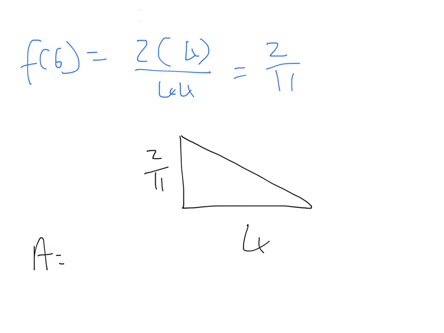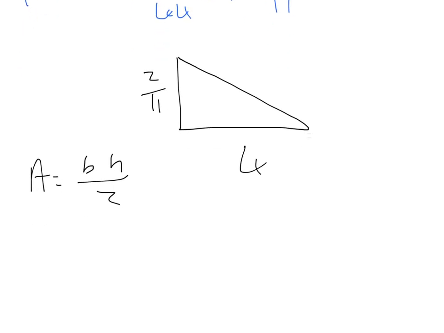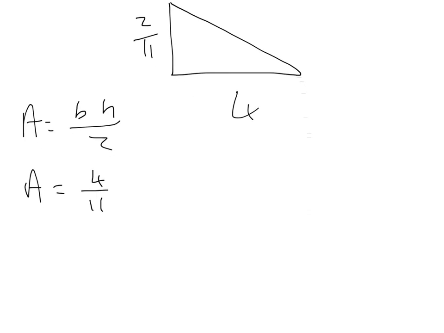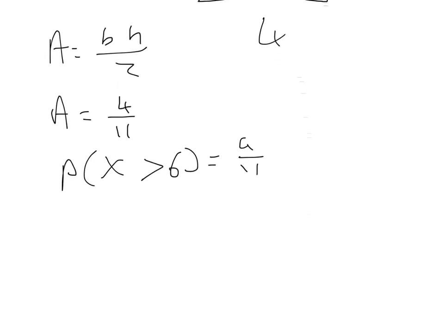Area equals base times height divided by 2. So here, area equals 2/11 divided by 2, which is 1/11 times 4, which is 4/11. Right, and if that's the area, then also the probability that x is greater than 6 equals 4/11. So the probability that she'll have to wait less than 6 minutes is equal to 7/11.